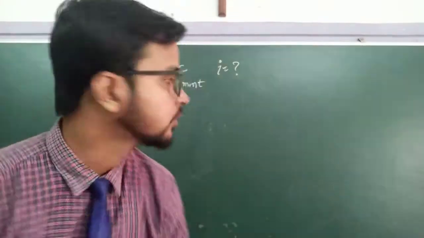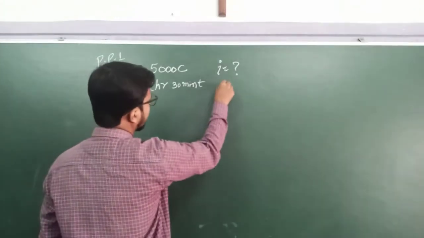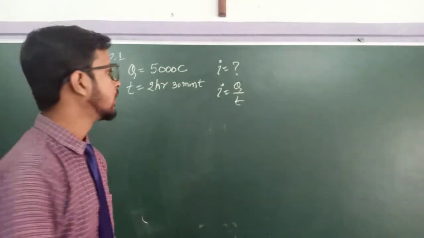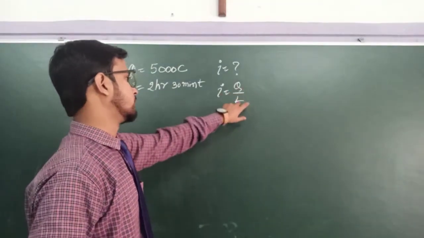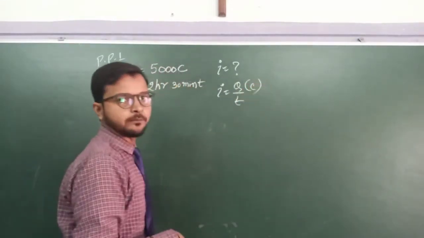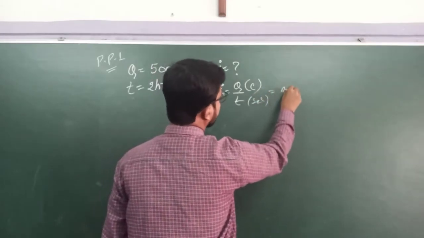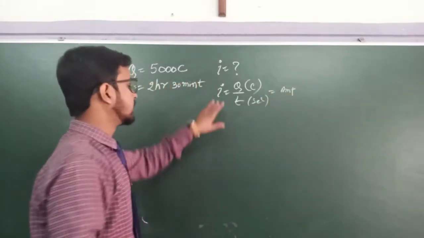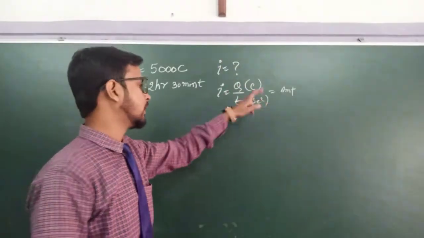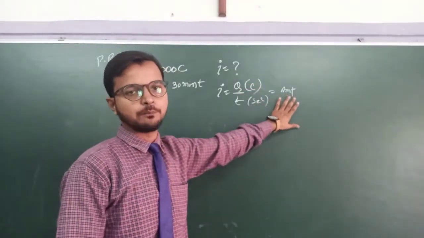Now student, you know the formula I is equal to Q upon T. This is the formula for calculating the magnitude of the current, where Q is the charge in coulomb and T is in second. Remember that. Then the result will be in ampere. The unit of charge is coulomb and the unit of T is second, so coulomb per second gives the unit ampere.